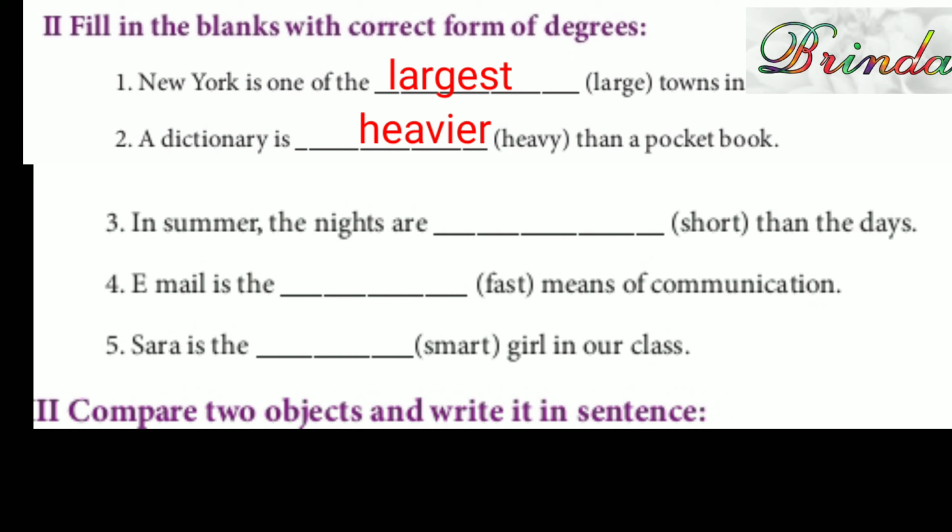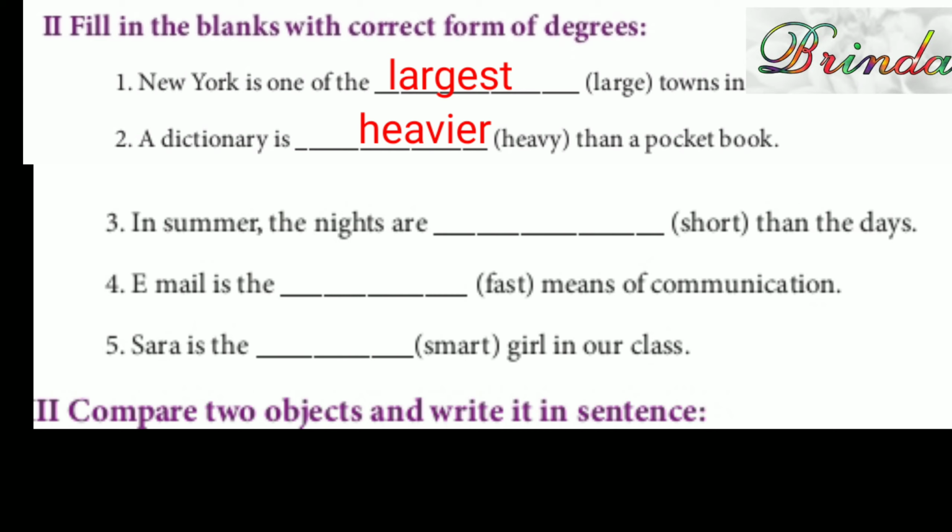So when than comes, you have to use only comparative degree. Okay, third one, in summer the nights are dash than the days. So you can see the word than. So shorter, shorter than the days. Fourth one, email is the dash means of communication. Email is the fastest means of communication. Because the is there, we are using the superlative degree.